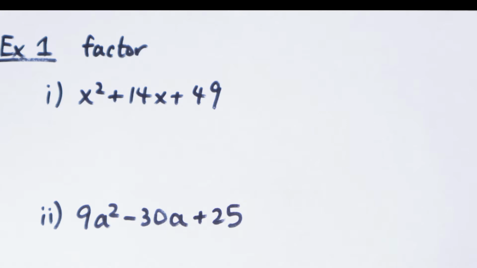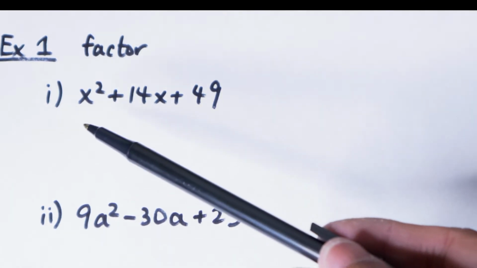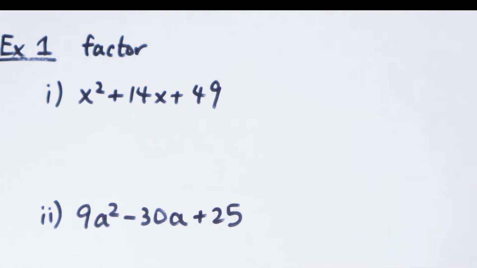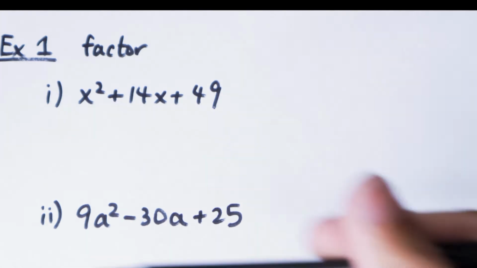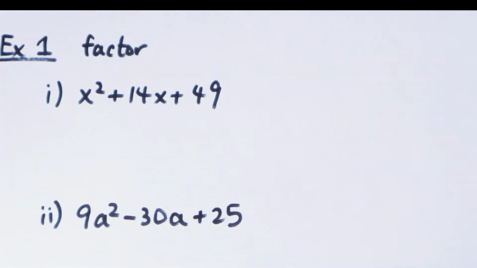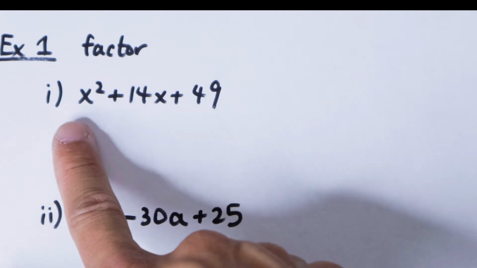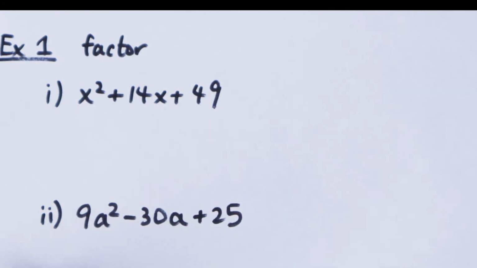Well, let's take a look at the first example. In example 1, there are two problems. So part 1 says factor x squared plus 14x plus 49. Well, here we're going to do it in two ways. And then later on, once we get to part 2, I'll show you why one of the ways will not be as convenient as the other method. So let's take a look at the first part. It says x squared plus 14x plus 49.